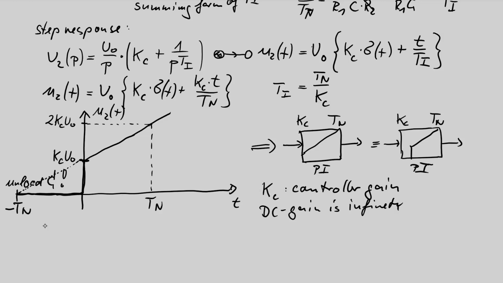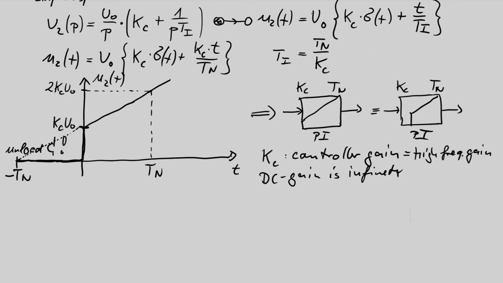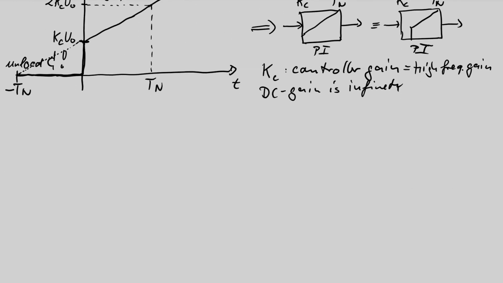And Kc, the controller gain, is the high frequency gain. You will see this in the Bode plot. Yeah, we finalize with the discussion of the PI controller with the Bode plot.